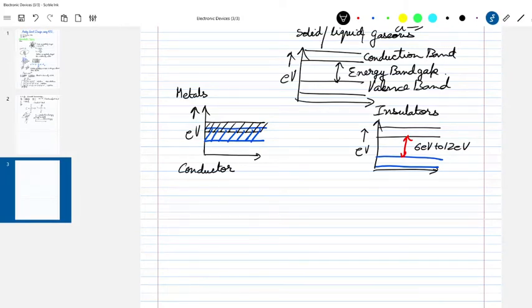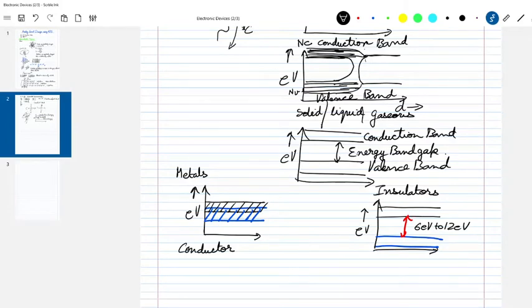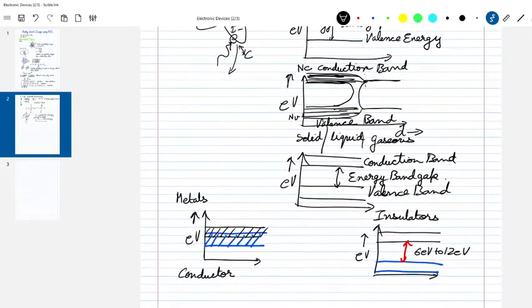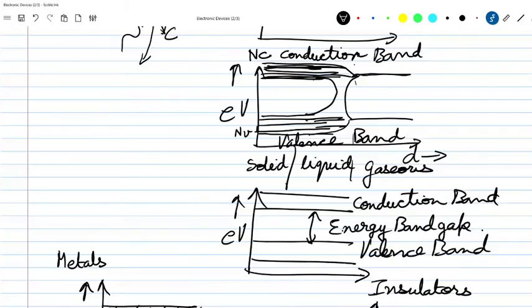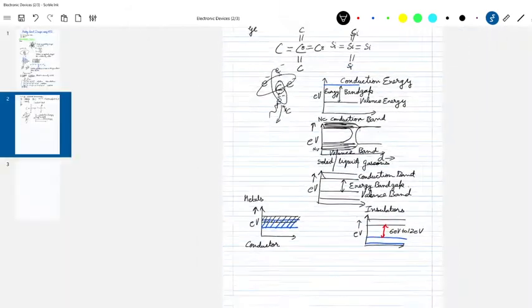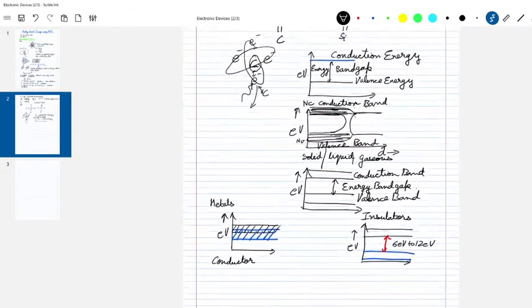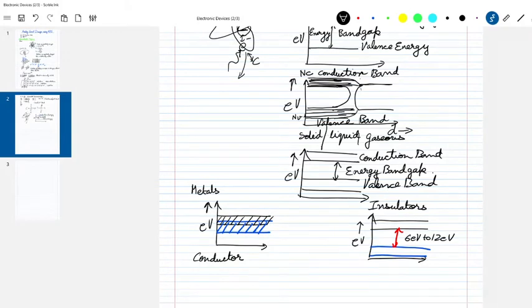If you apply energy in any form, that's going to basically break down the material, rather than promoting an electron from the valence to the conduction band for conduction. So these insulators do not conduct, so they are non-conductors.